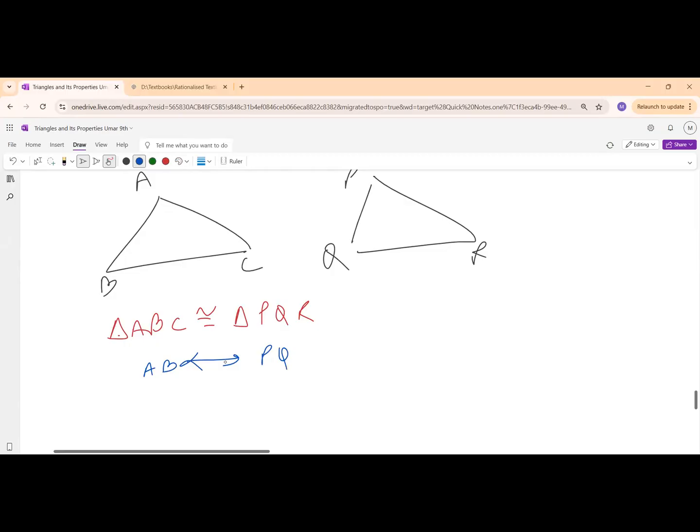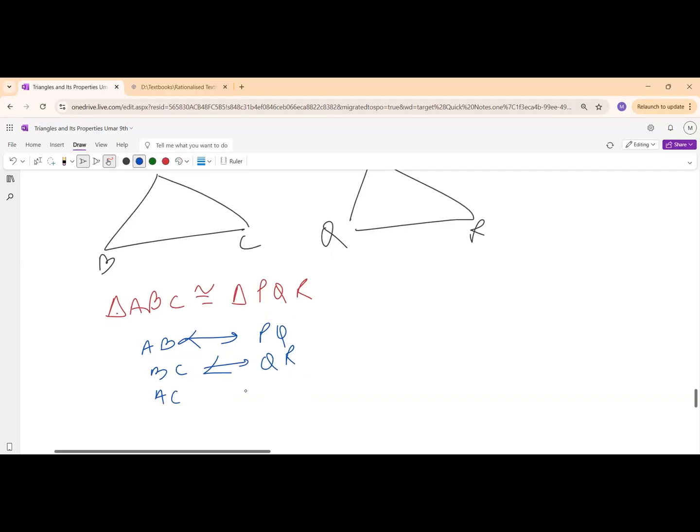Instead of the equal to sign, we put this. BC would be equal to QR, and AC would be equal to PR. First of all, you learn that about the sides. Okay, and corresponding angles. Like first here is A, so first here is P, so A would be equal to P. Are you getting my point? Similarly, B would be equal to Q, and C would be equal to R.